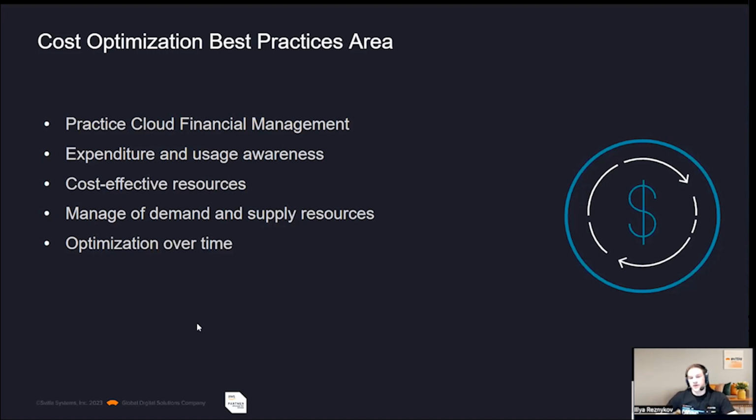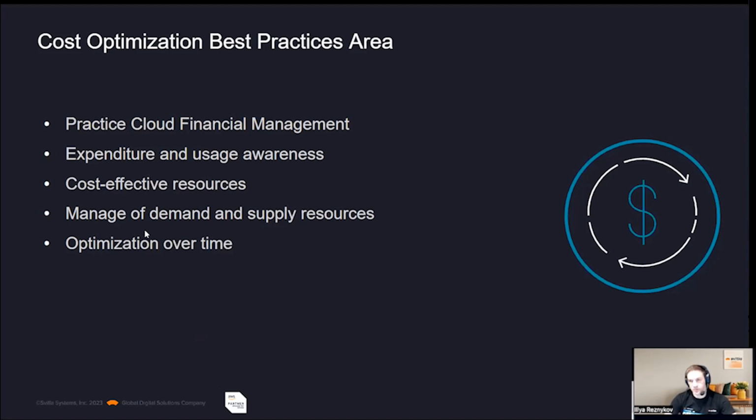Other best practice areas that we need to be aware of are usage. We need to use cost-effective resources. We need to manage on demand. We should not create resources which we do not use.